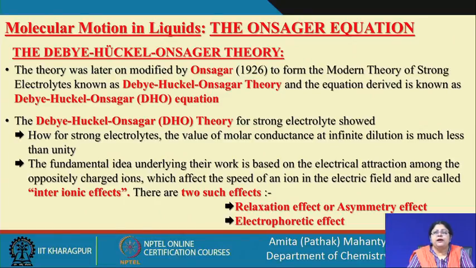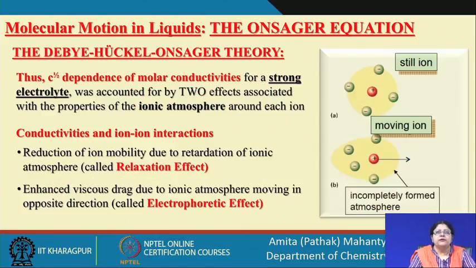The speed with which the ions are going to move gets affected because of the interionic effects. And what are the two major interionic effects associated with the electrolyte system? One is called the relaxation effect or asymmetric effect, and the other one is the electrophoretic effect. Let us see what each of them means.